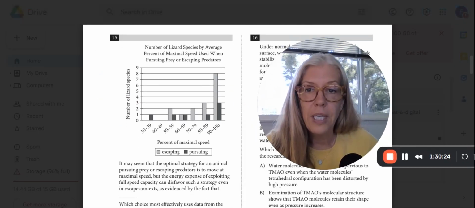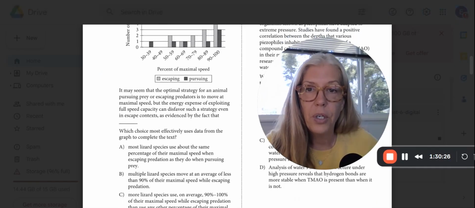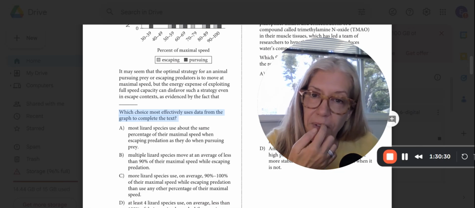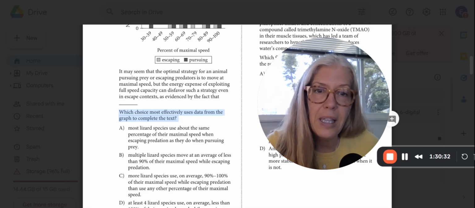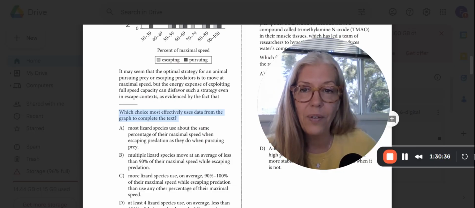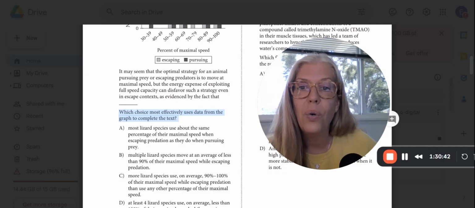Okay, another table. As we learned, we're going to start with a question. Which choice most effectively uses data from the graph to complete the text? That means it's a main idea question. That means we're getting most of it here, but we do have to use the graph in order to answer the question. So let's start with the reading.